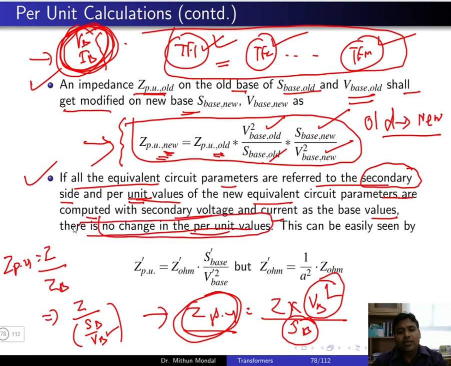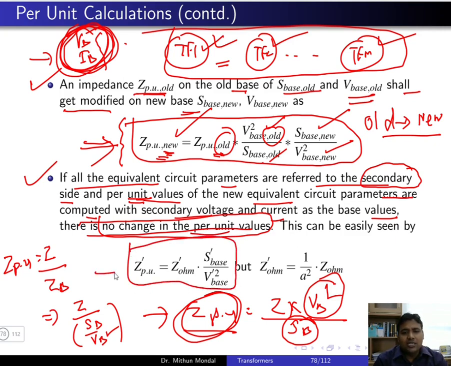So whether you are calculating the per unit values from the primary side of the transformer or the secondary side of the transformer, it doesn't matter. That is the advantage of the per unit system. Now, this equation for Z per unit new in relation to the old quantities is very important so that we can change from one base to the other. Now, we can obtain Z per unit equal to Z ohms times S base by voltage base squared. So this relationship is just a derivation of the one which we have obtained earlier.